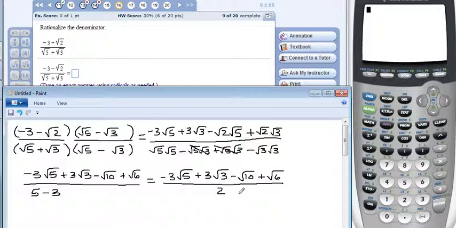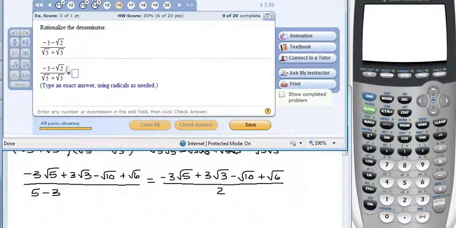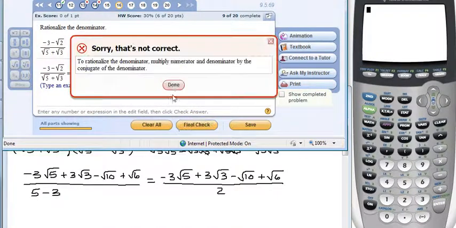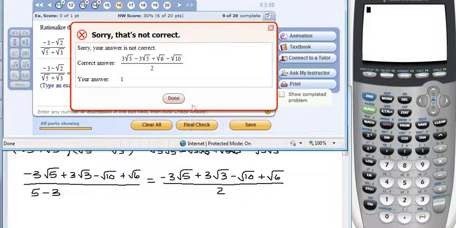Okay. Now I don't know if it wants this split up into 4 different fractions or if it wants it left alone, or I don't know what the heck it wants. So let's just check it. Have you guys been really frustrated with MyMathLab?